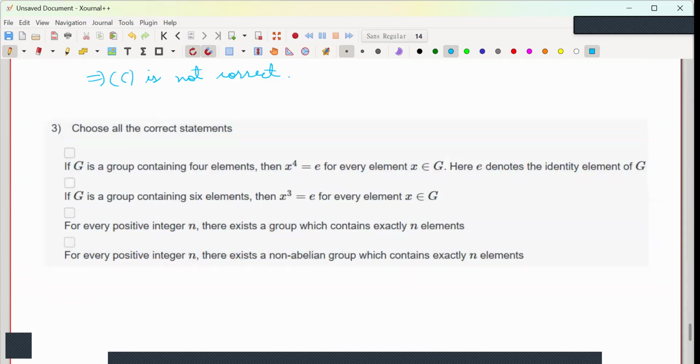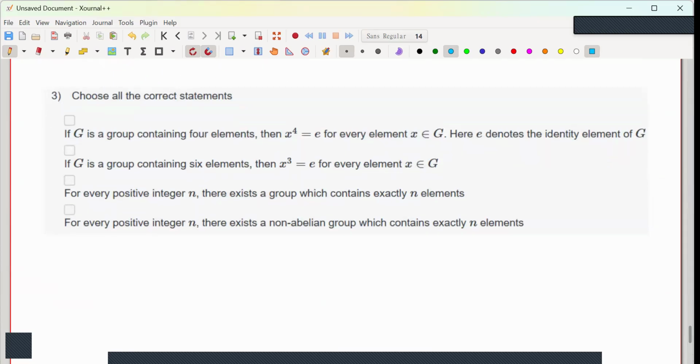So we need to choose the correct statement. If G is a group containing 4 elements, then x^4 equals identity for every element x belongs to G, where e denotes the identity element of G. So is it true? Yes, sir. In general, x raised to the order of G is identity. That we have also seen. So this is correct.